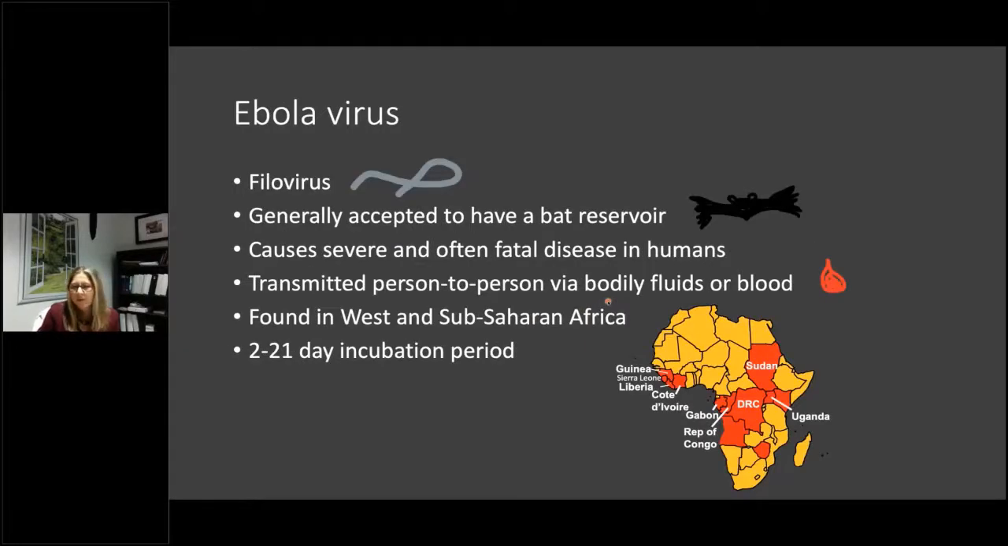So let's start with a little bit of information about Ebola virus. It's a filovirus. This is a negative stranded RNA virus that gets its name from its filamentous structure. It is generally accepted to have a bat reservoir, although that has not yet been conclusively proven. It does cause very severe and often fatal disease in humans, with case fatality rates ranging from 30% to 90%, depending upon the strain that causes the infection. So this is, of course, one of the world's most deadly viruses. It is transmitted person to person via bodily fluids or through blood, and it is found in sub-Saharan Africa, and in West Africa.